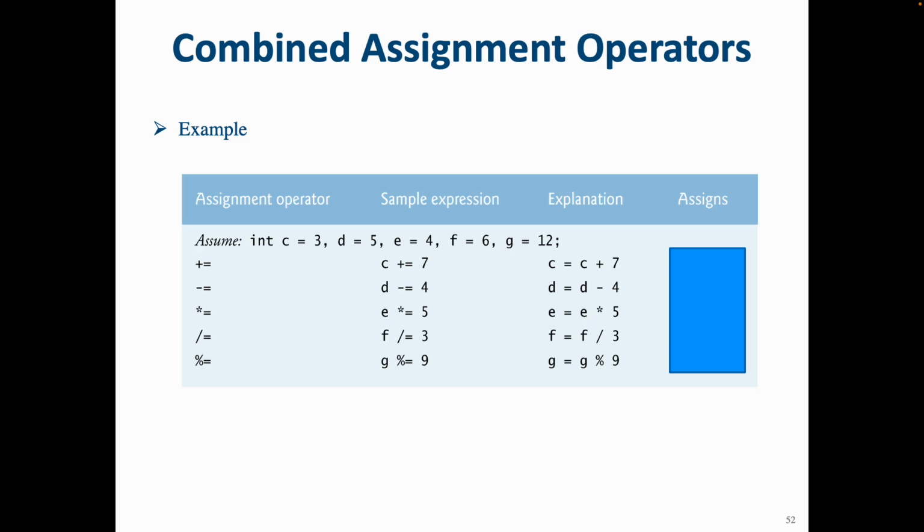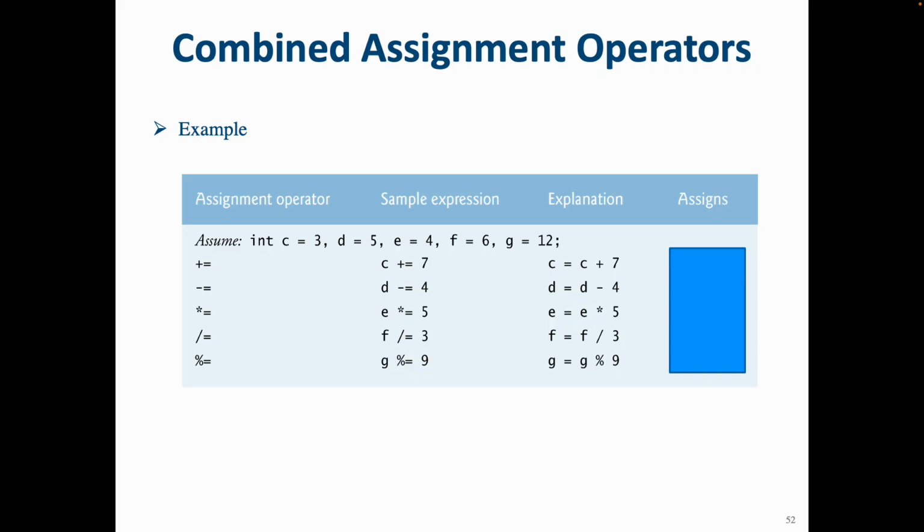Let's do an example. Let's say that we have these C, D, E, F, G variables. I want you to answer the result for C, D, E, F, G. What is the value of C once we run this code? 10. What is D? Another student, please. 1. What about E? 20. What about F? 2. And G? That's modulus. 3, yes.